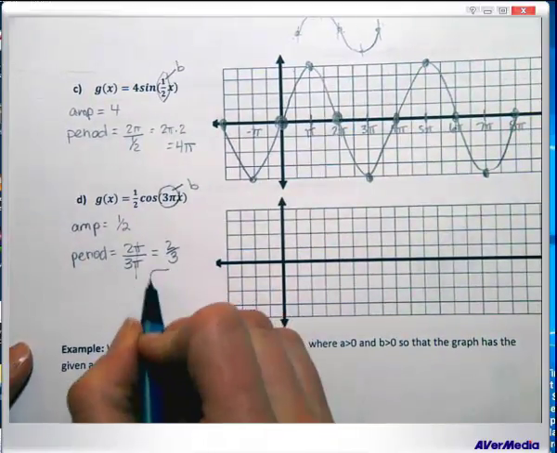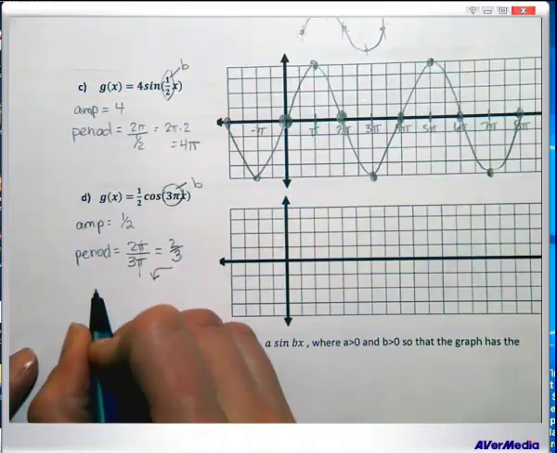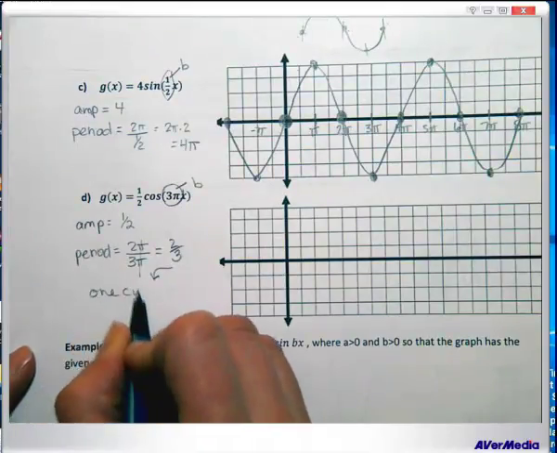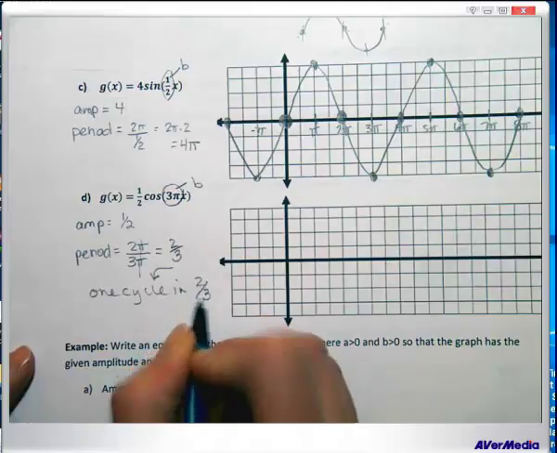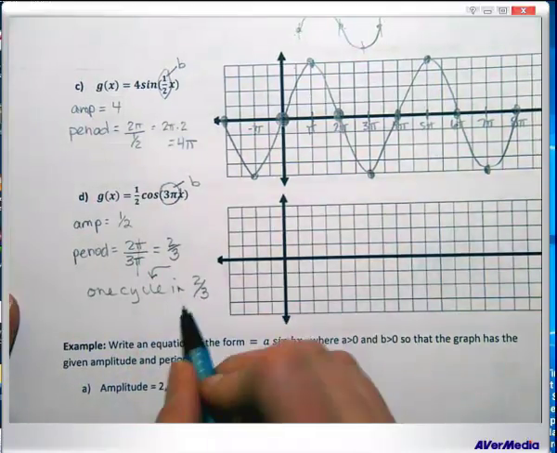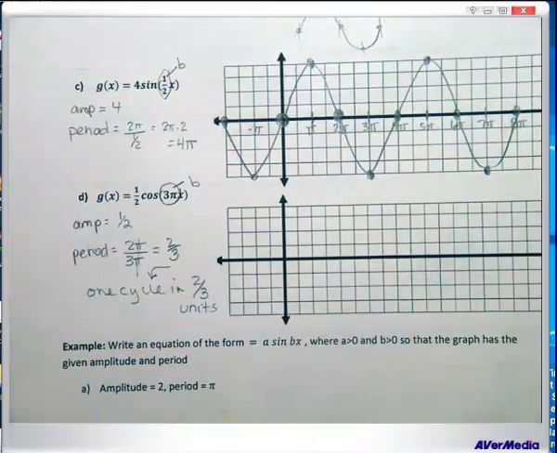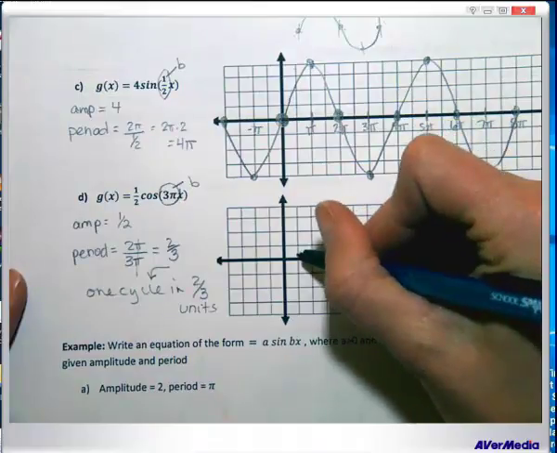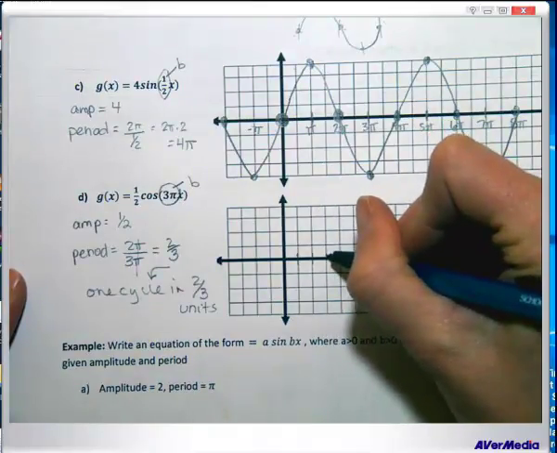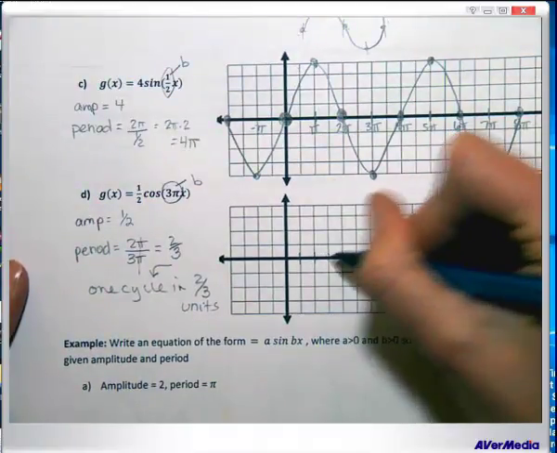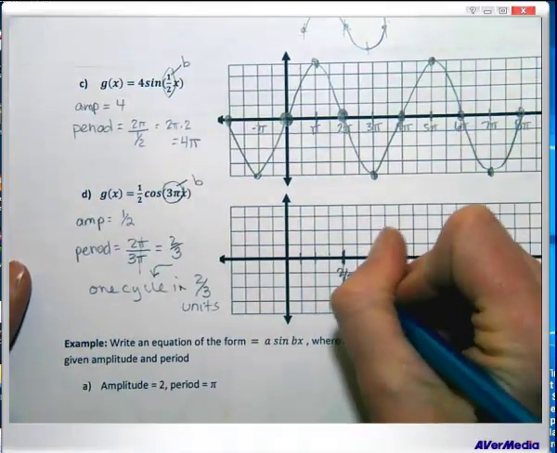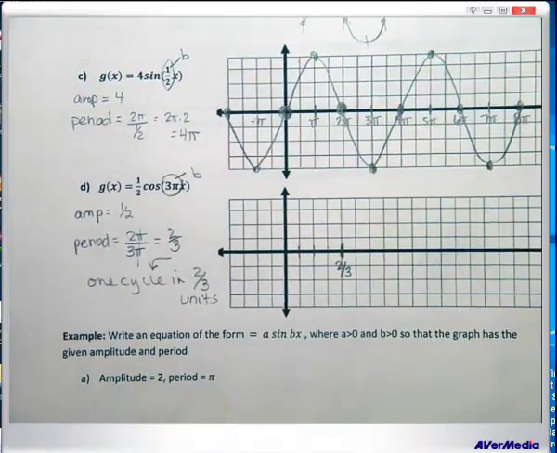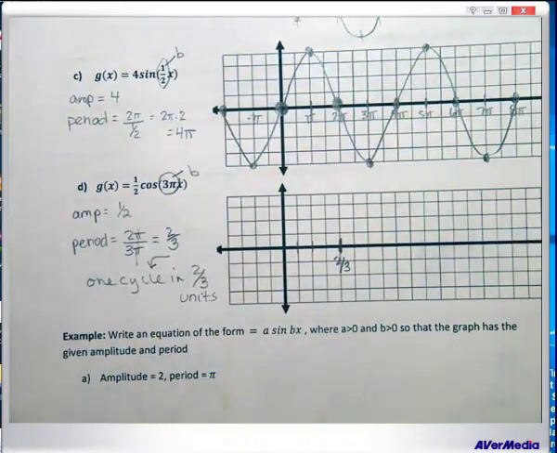What I want to write down, though, just because this is a little different for us, is that this means it goes through one cycle in 2/3 units. So to be strategic on my graph, I'm going to graph out where I want the 2/3 to be. How did I do this? I went 1, 2, 3. I made the 4th tick mark 2/3. Why did I do that? Because we know it's easy to split sine and cosine functions into fourths, because those are where our important points occur.